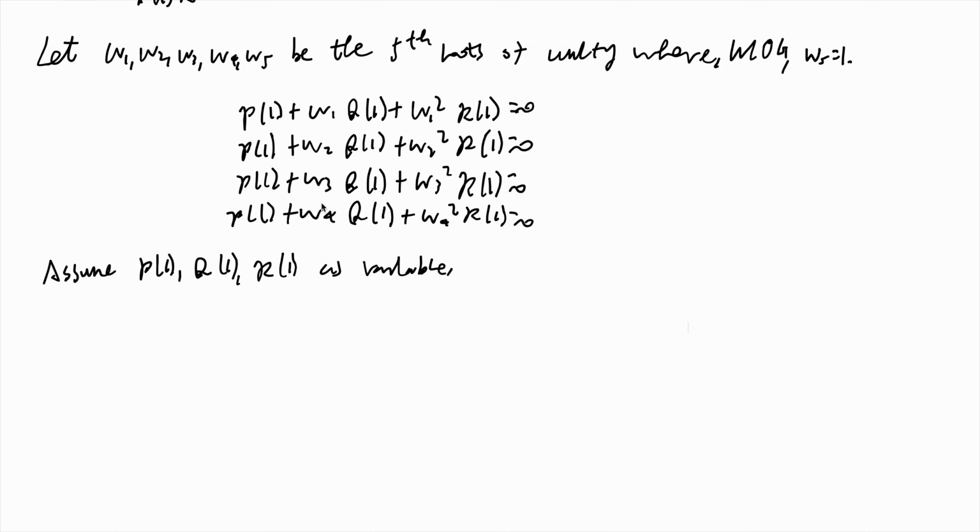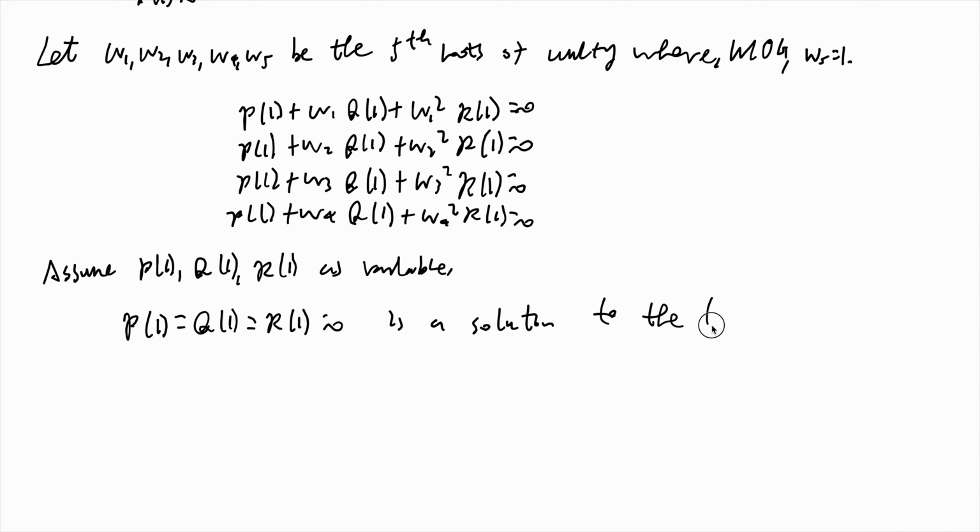Let's think of it like this. P of 1 equals Q of 1 equals R of 1 equals 0 is a solution to the triple. And it's quite obvious because 0, 0, 0, yes. But how do we assure that this is the only solution? Is there any way to assure it? To assure that this is the only solution?